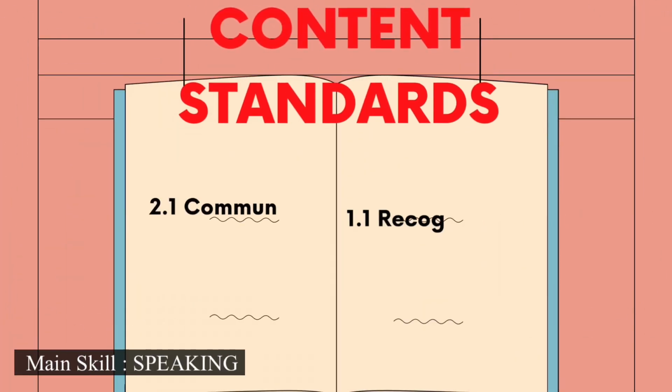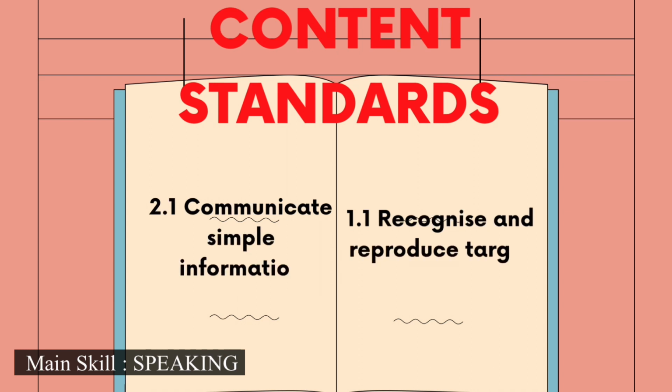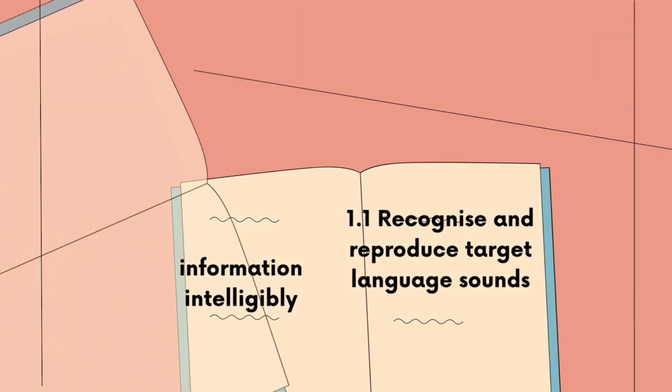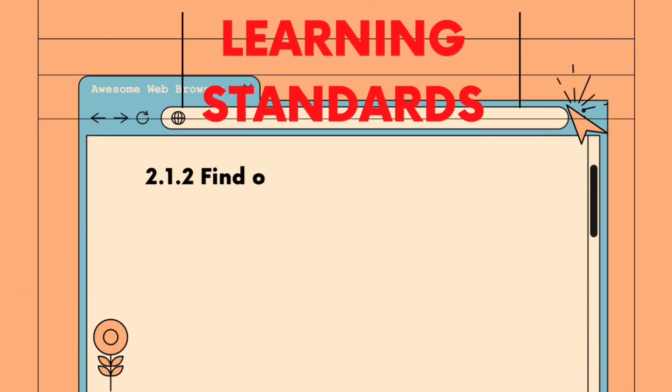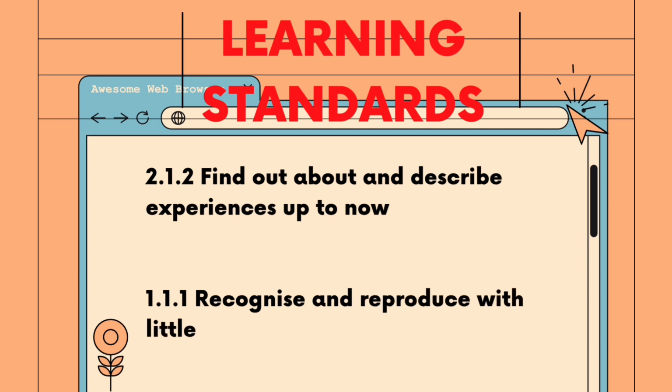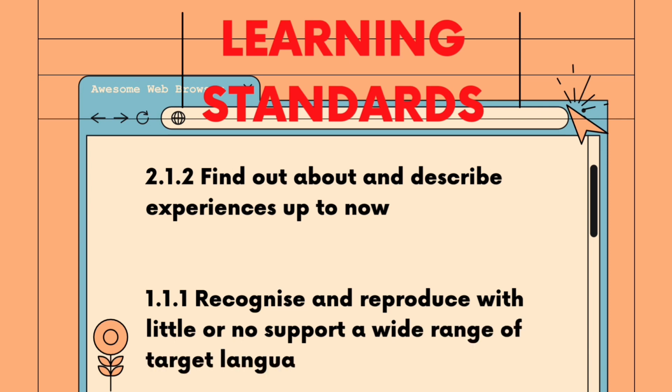Content standards, main skill: to communicate simple information intelligibly. Complementary skill: to recognize and reproduce target language sounds. Learning standards, main skill: to find out about and describe experiences up to now. Complementary skill: to recognize and reproduce with little or no support a wide range of target language phonemes.